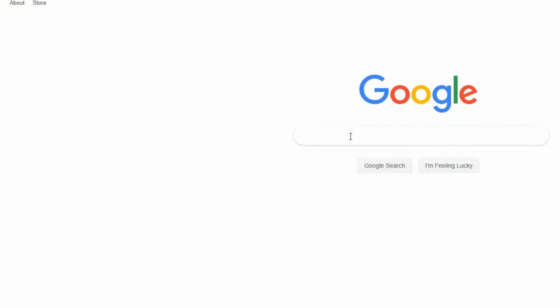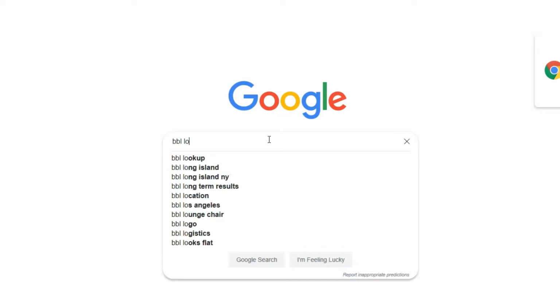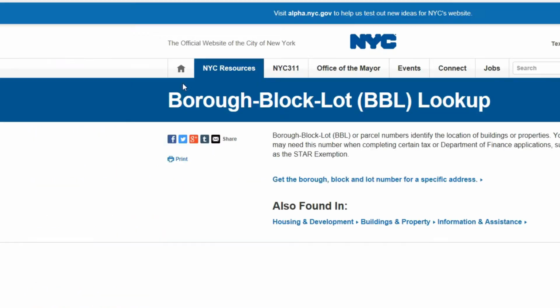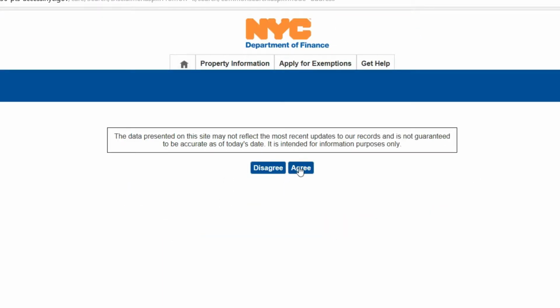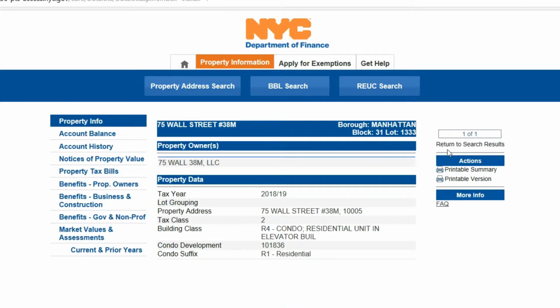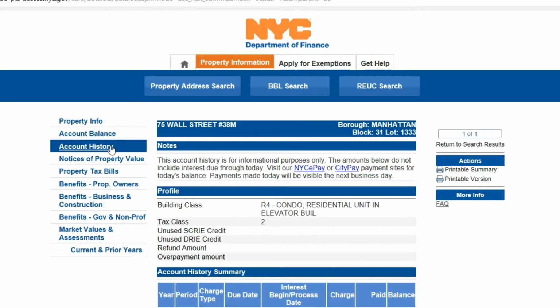Go to Google. You can search for NYC property tax, look up property tax bill online NYC. We personally prefer BBL lookup. Gets you to the same place. Let's type in the address. And you'll see that this is the account history.